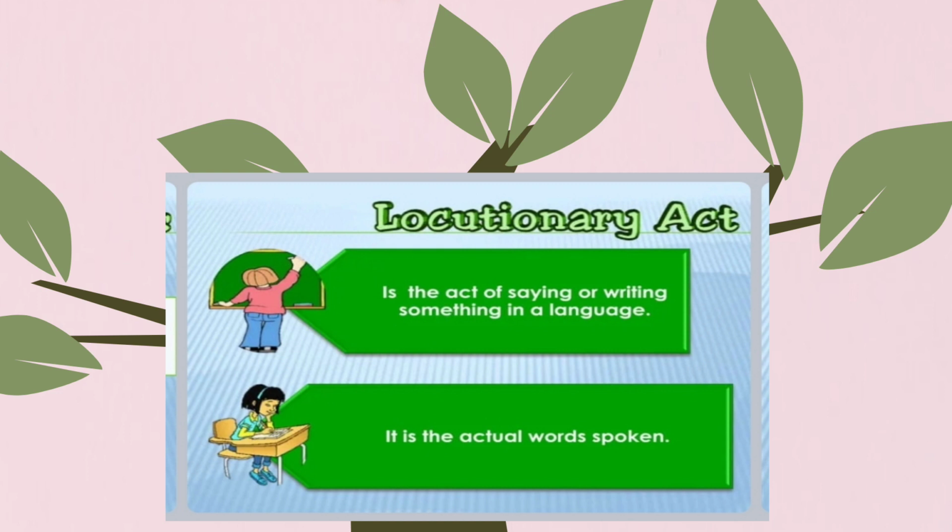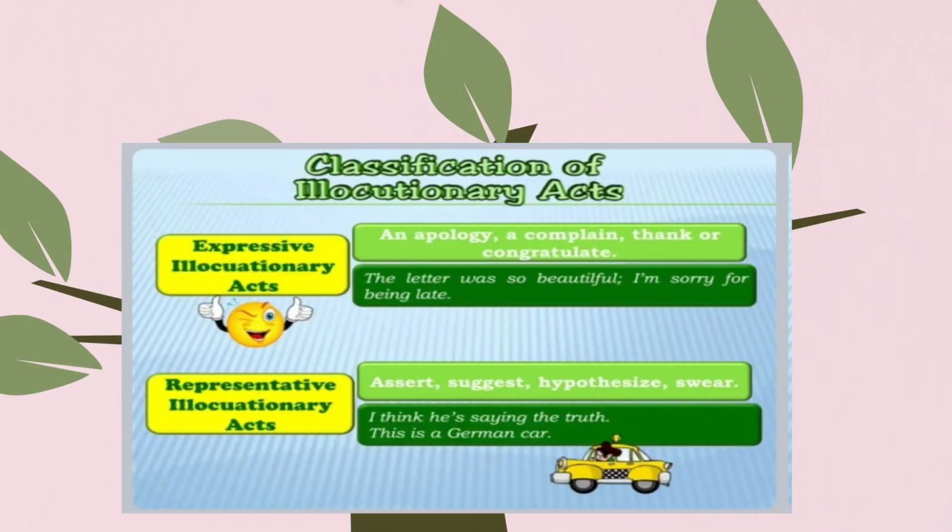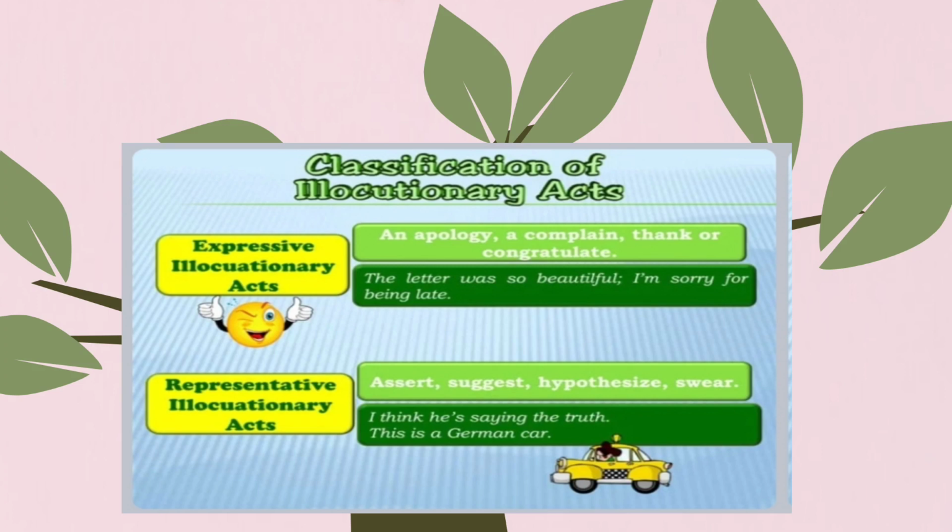Then let's proceed with the illocutionary act. We have two types of illocutionary acts: expressive and representative. Let's identify expressive first. It includes apologizing, complaining, thanking, or congratulating, while the representative includes asserting, suggesting, hypothesizing, and swearing.